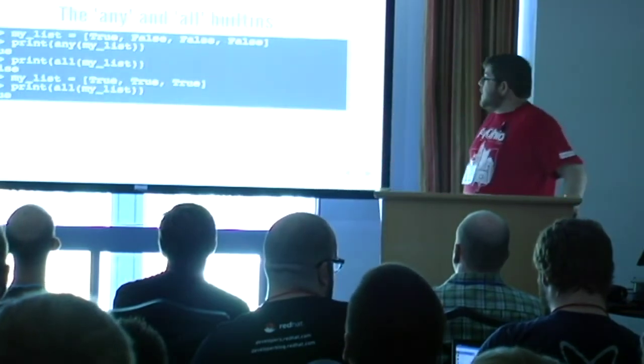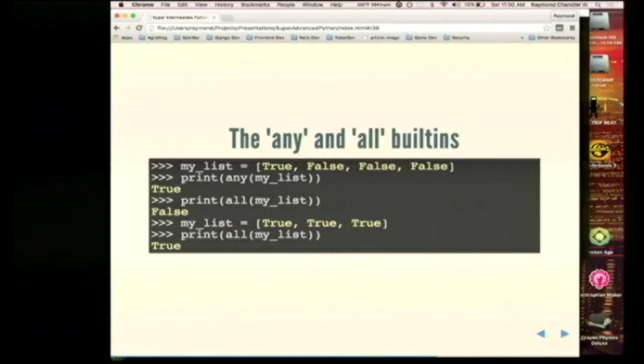Any and all are a couple other built-ins that are useful. Any will return true if anything in the iterable that you pass it returns true. All will return true only if everything in that iterable that you pass it returns true. So, give you a second to take that in. Pretty straightforward.